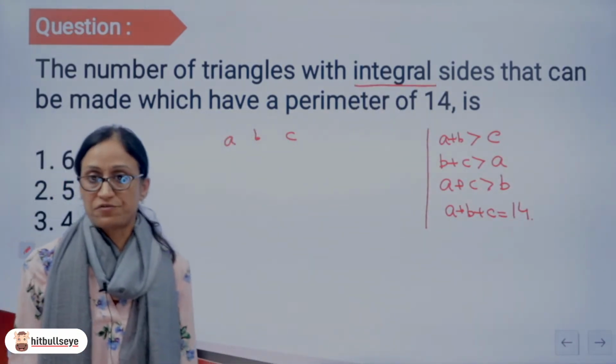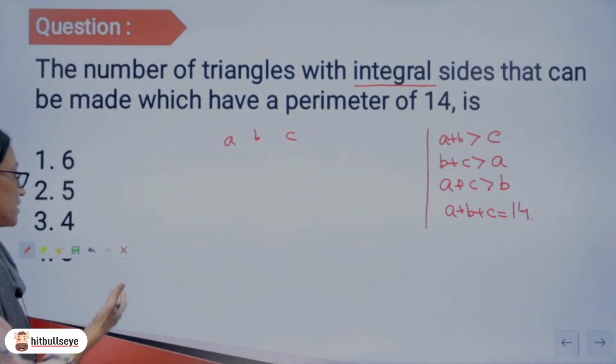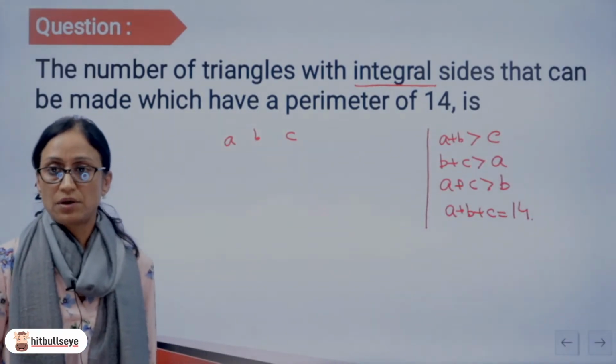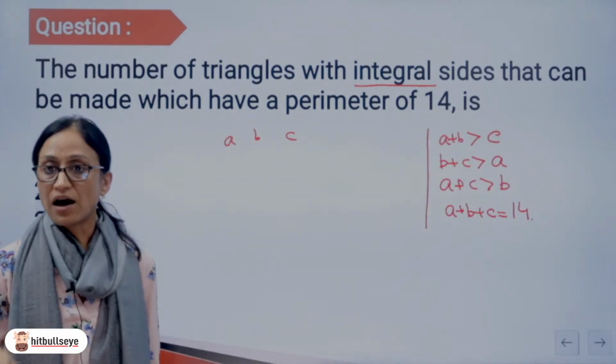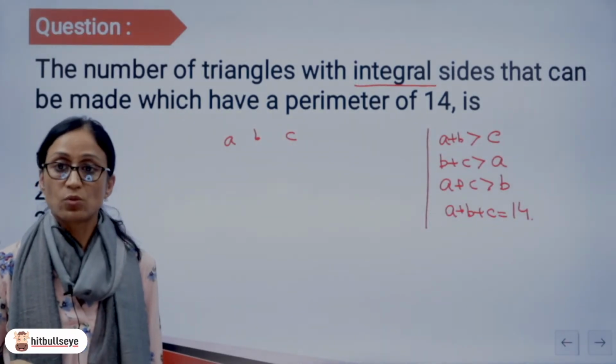So where do we start from? It has to be a finite number of combinations and the options are also reflecting that it's not going to be too many of them. So how do we start? Start with half of the perimeter not being assigned to any of the sides. Why?